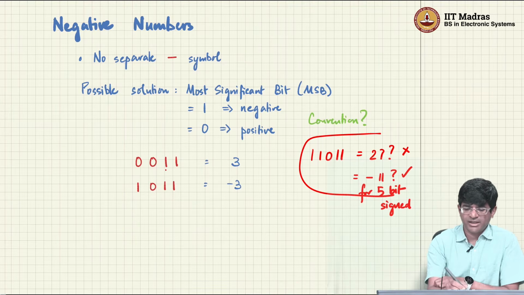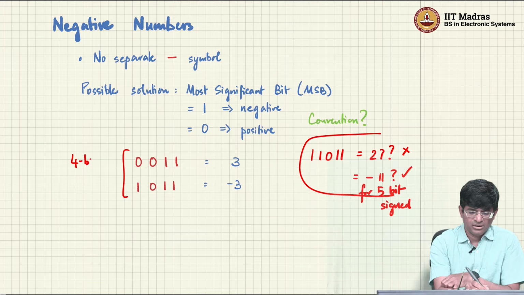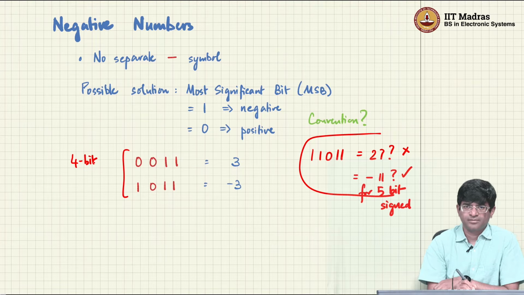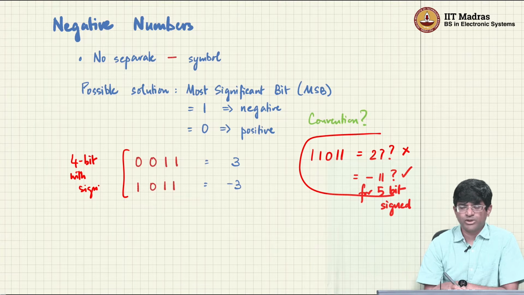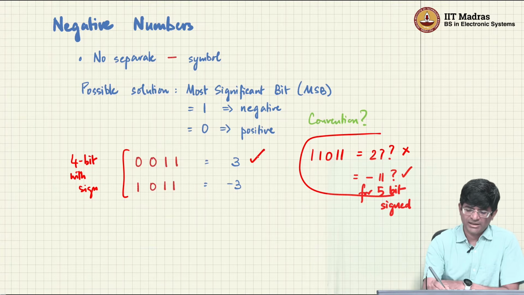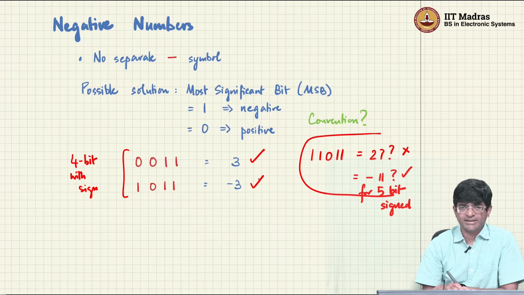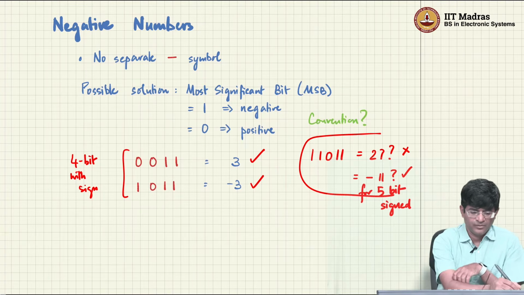So with that convention in mind, what I'm implicitly assuming over here is that these are 4-bit values, and they have the sign bit. Once I make those two assumptions, then I can confidently say that this is equal to 3 and this is equal to minus 3.